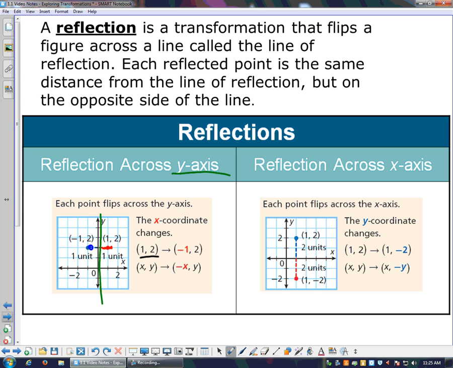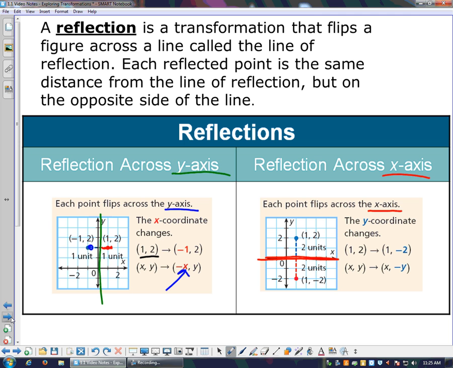So the pattern, if you're going across the y, is you're changing the x. You're making it negative of what it was, the same distance away, but on the left-hand side. If we reflect across the x-axis, well, now we're thinking of the x-axis as being the line that I fold across. So right here, that's where I would maybe fold this graph in half.